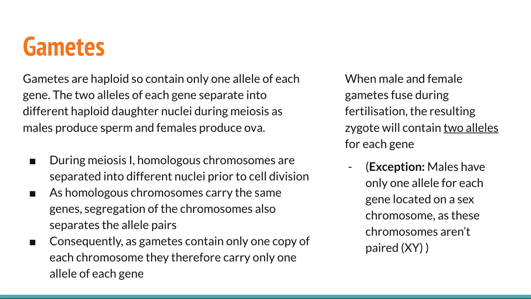During meiosis I, homologous chromosomes are separated into different nuclei prior to cell division. As homologous chromosomes carry the same genes, segregation of the chromosomes also separates the allele pairs. Consequently, as gametes contain only one copy of each chromosome, they therefore carry only one allele of each gene. The exception to this is that males have only one allele for each gene located on the sex chromosome, as these chromosomes aren't paired because they're XY.